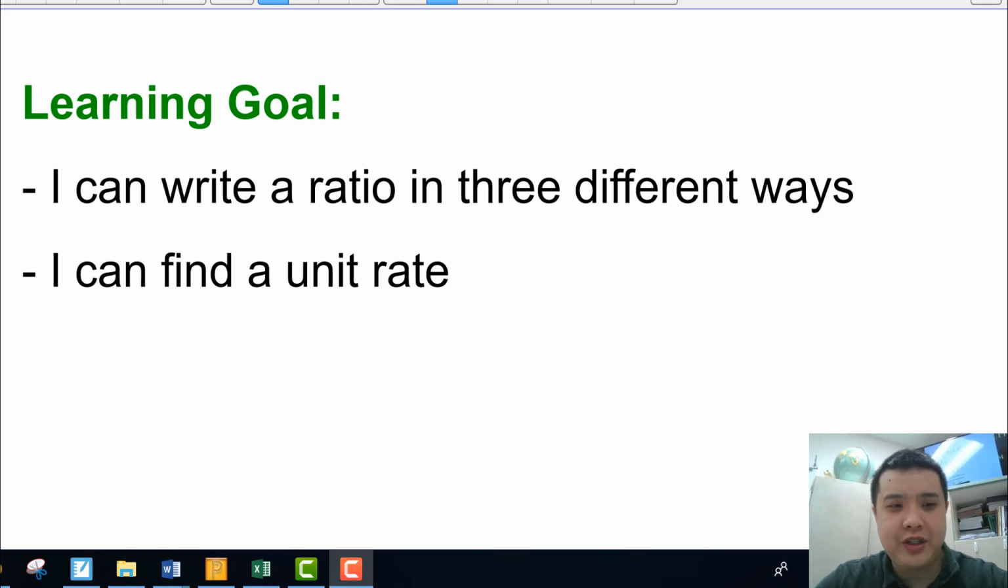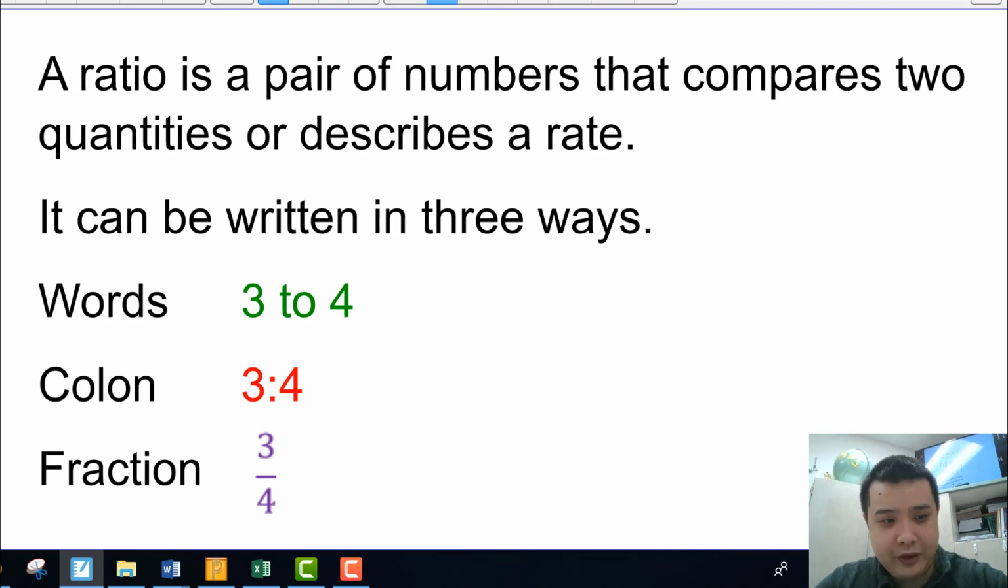So you guys have talked about ratios before this year. Ratios are a comparison of two things that are quantities or describe a rate. Okay? So they can be written in 3 different ways.